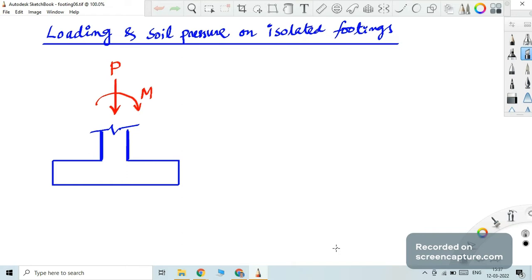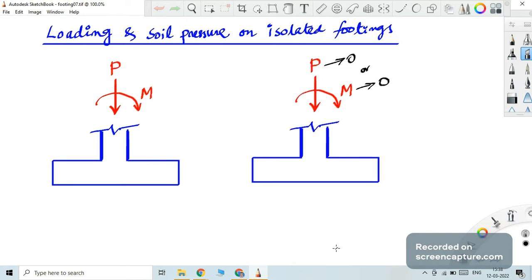The most simple one is a footing with only vertical, concentric vertical loading, P acting. Next is P with M. Next is P with M and M. So P, PM, PMM. Out of this, P only is very easy to design, but PM, PMM, etc. are laborious to design. Then there can be footings where only P is acting, or where only moment is acting. These conditions can also come.